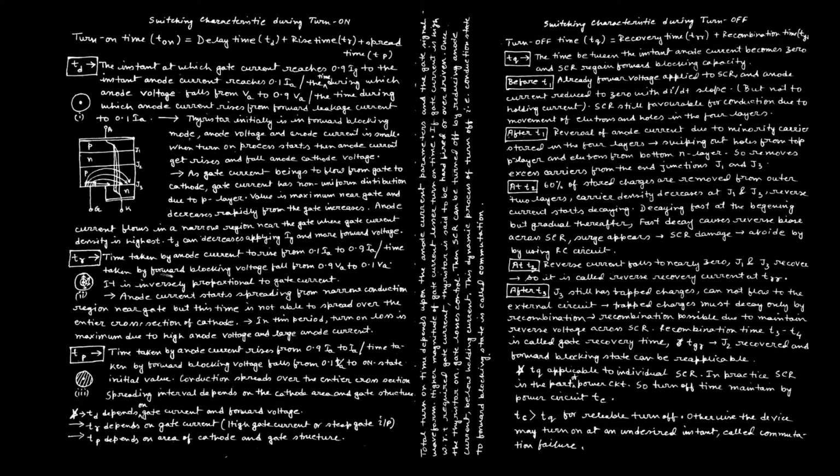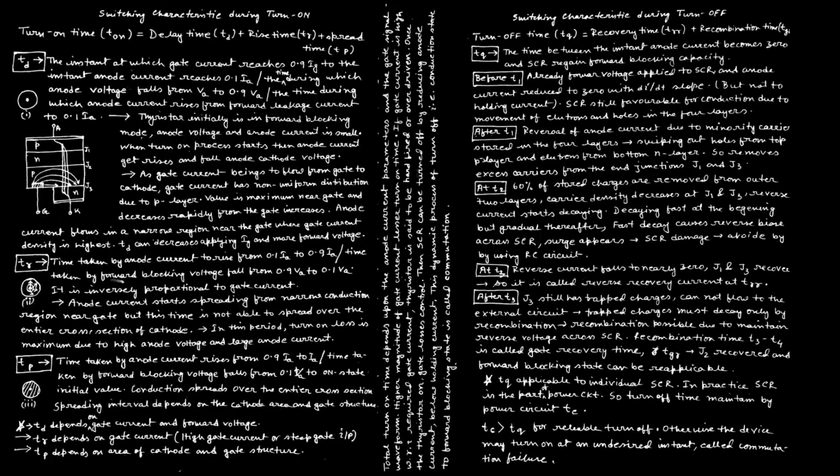Now TP means spread time. It is the time taken by the anode current to rise from 0.9 Ia to Ia, or the time taken by the forward blocking voltage to fall from 0.1 VA to the on-state initial value. Conduction spreads over the entire cross section of the cathode. So the spreading interval depends on the cathode area as well as the gate structure.